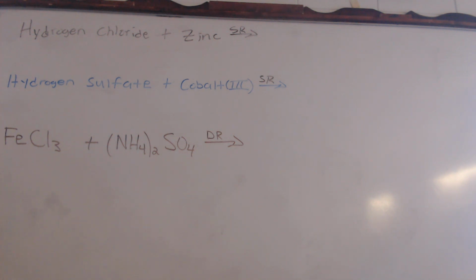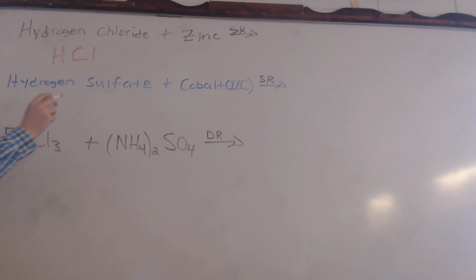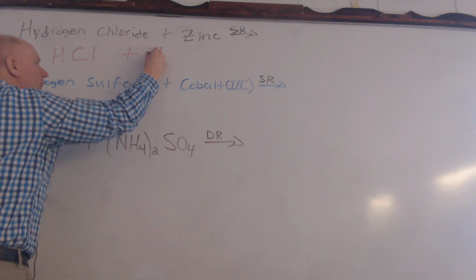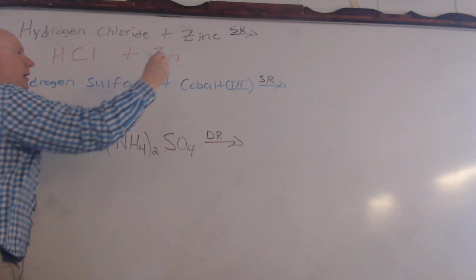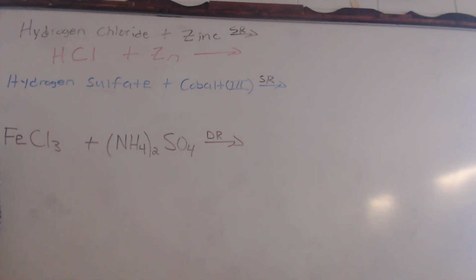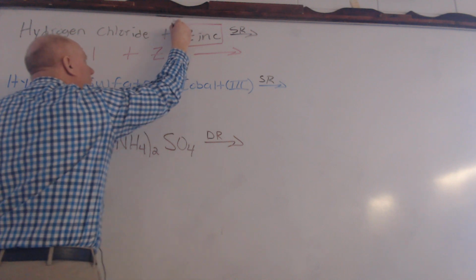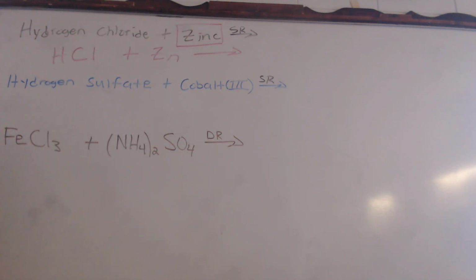Hydrogen chloride. What's the symbol for hydrogen? What's the symbol for the chloride ion? Okay. What is the symbol for zinc? Okay. So, this is telling you it's a single replacement reaction. Even if you didn't see this, how could you tell that this is a single replacement reaction? Is it diatomic? What do you see? Is zinc by itself? Yes, it is. Okay. That's why it's a single replacement.